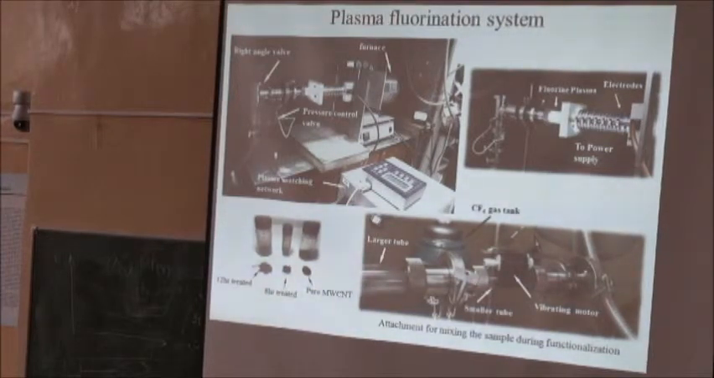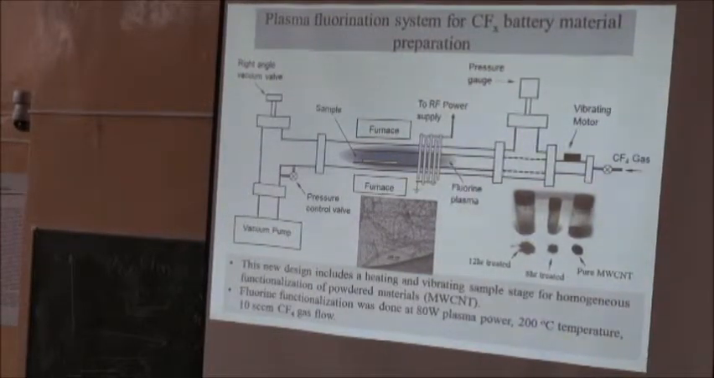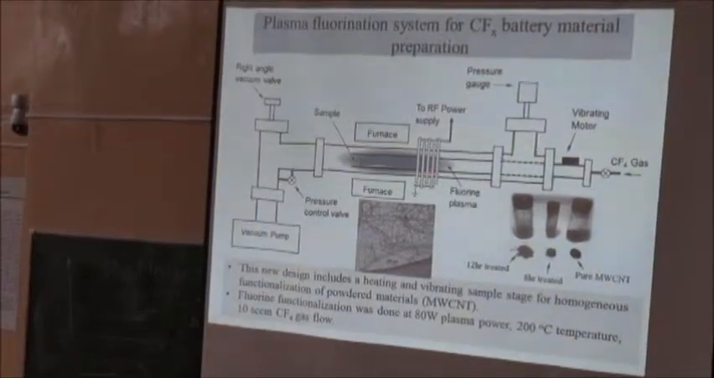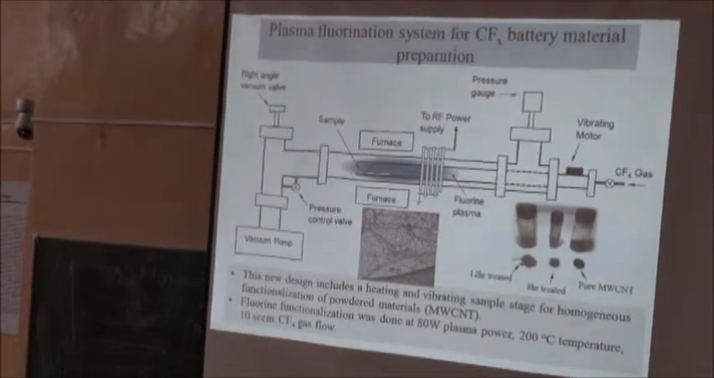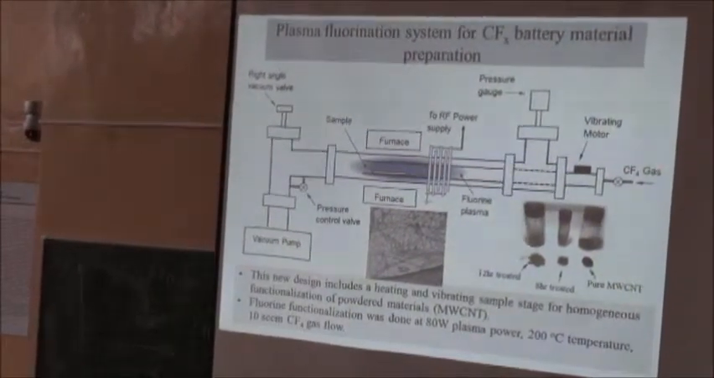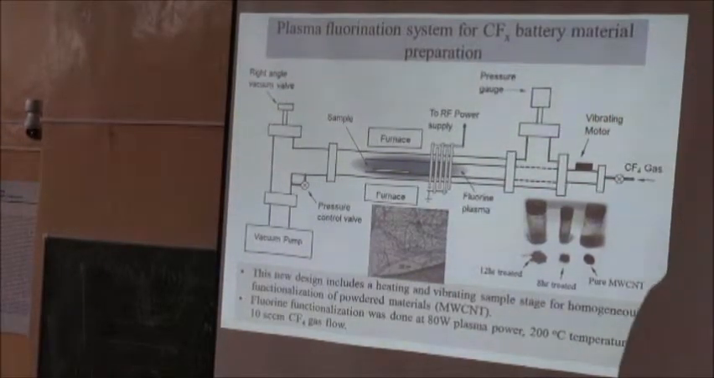Okay, so this shows another picture of what we have here. This is the sample, completely immersed in the plasma. This is how the nanotubes look. RF cover, CF4 gas coming in, the vibrator, so everything is here.